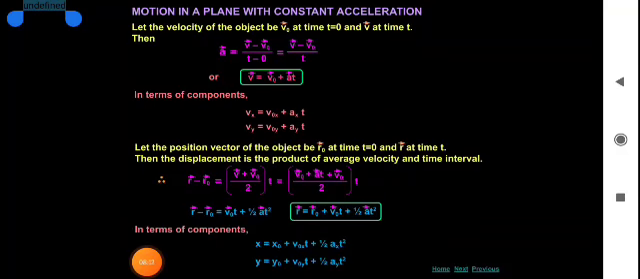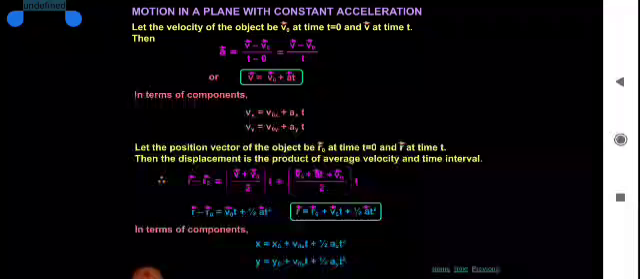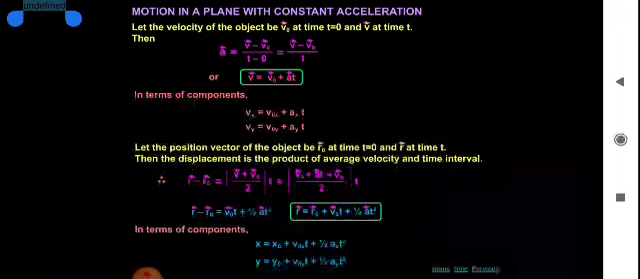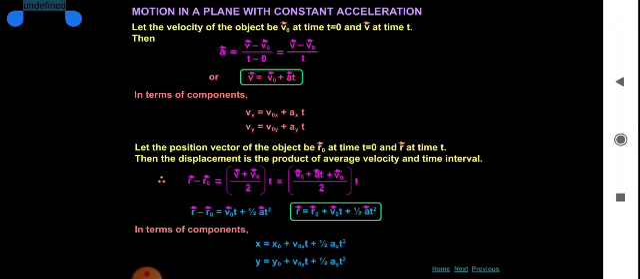Now let us study motion in a plane with constant acceleration. Consider an object moving in an xy plane with a constant acceleration a. Over a certain time interval, the average acceleration will be equal to this constant acceleration. So let the velocity of the object be vector v naught at time t equal to 0, and vector v at time t equal to t.